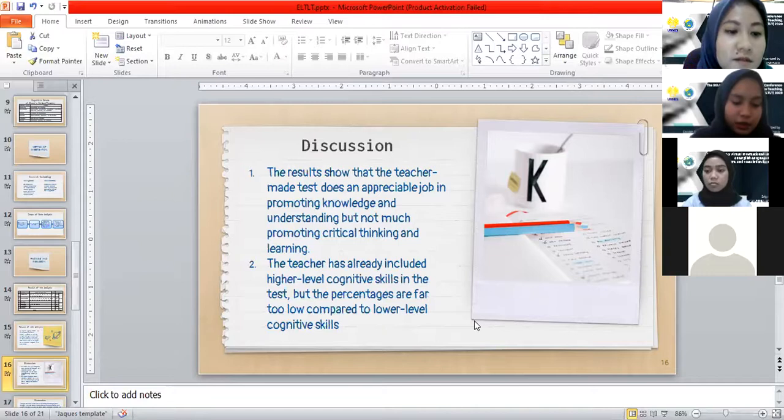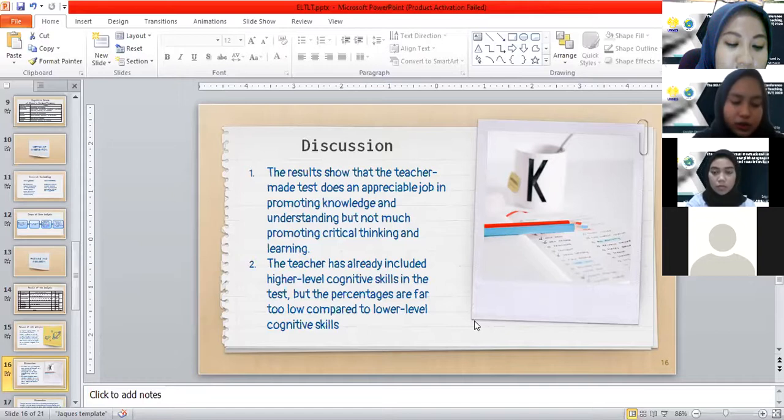Okay, 2 minutes. So the results showed that the teacher made test does an appreciable job in promoting knowledge and understanding, but not much promoting critical thinking and learning. And based on the results of the analysis, the teacher had already included higher order level cognitive skills in the test, but the percentage of high level cognitive skills is far too low compared to the lower level cognitive skills.